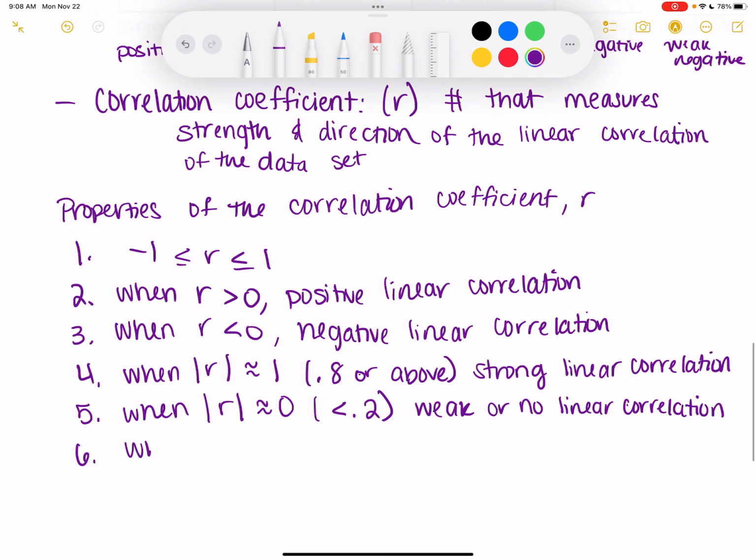And when 0.2 is less than the absolute value of r is less than 0.8, we say it's a moderate linear correlation.